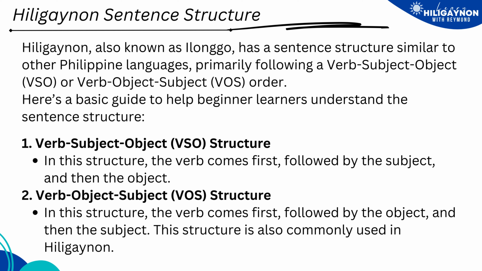So the first one is the verb-subject-object or VSO structure. The verb comes first, followed by the subject, and then the object. For the second structure or order, we have the verb-object-subject or VOS structure. The verb comes first, then followed by the object, and then the subject. So this structure is also commonly used in Hiligaynon.